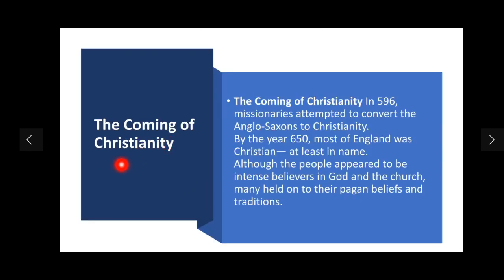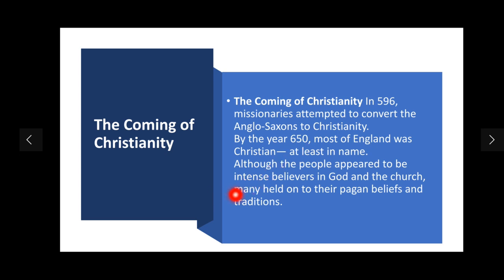The coming of Christianity. How Christianity arrived in England. Christianity arrived in England by missionaries in the year 596. So it was the end of the 6th century when missionaries tried to convert the people of England. We're talking about Anglo-Saxons and Christianity. And then within 50 years, we see that almost all of England became Christian.